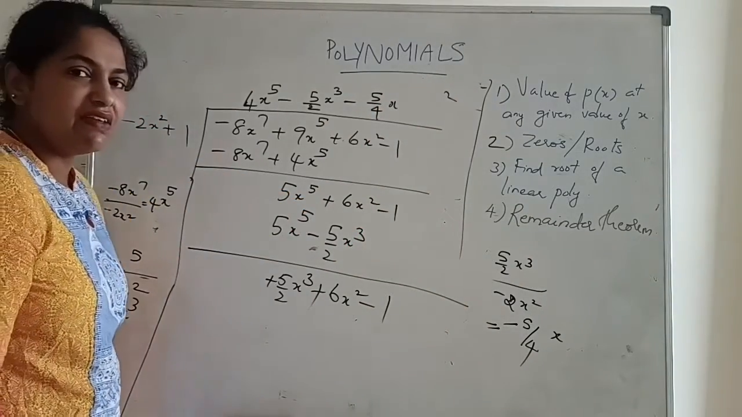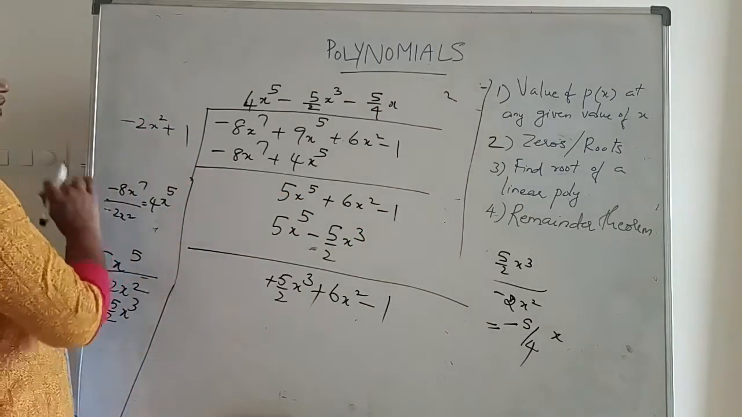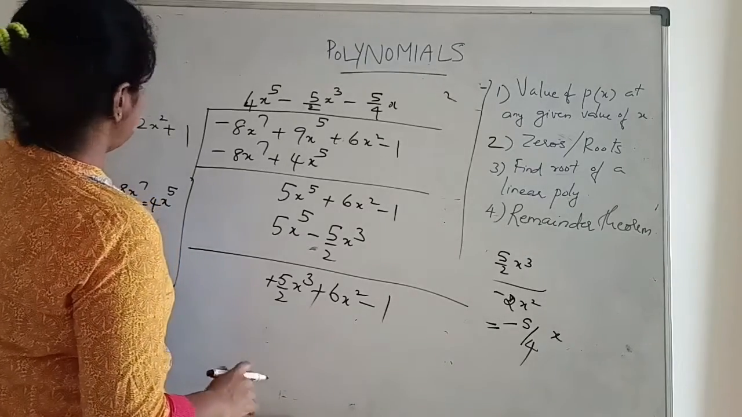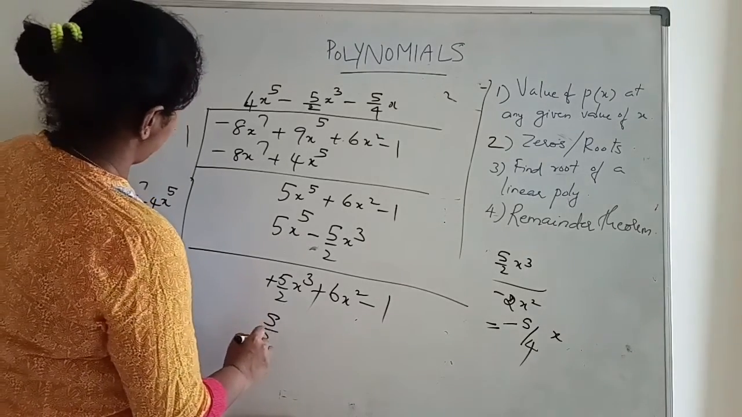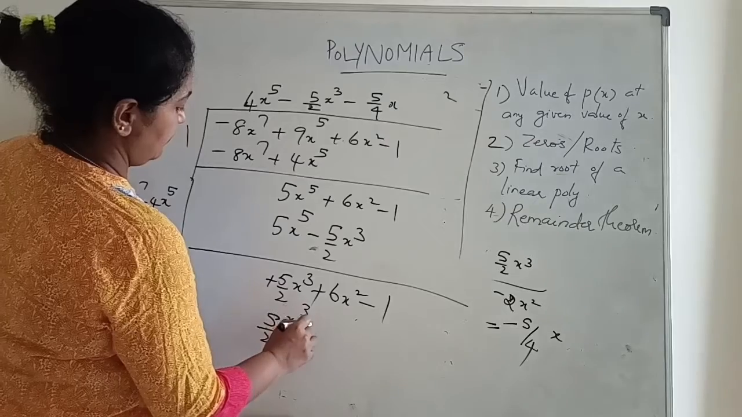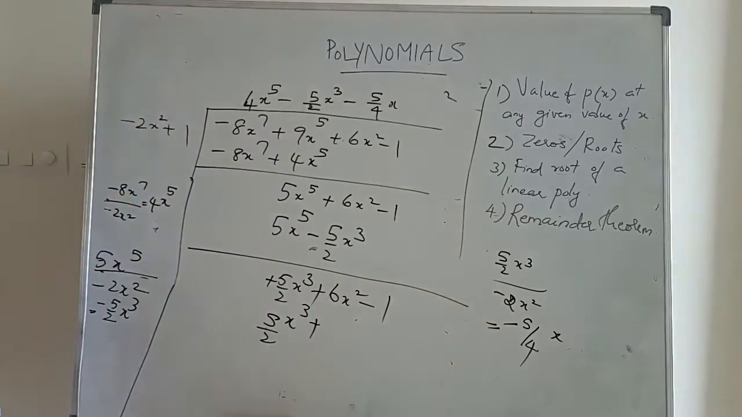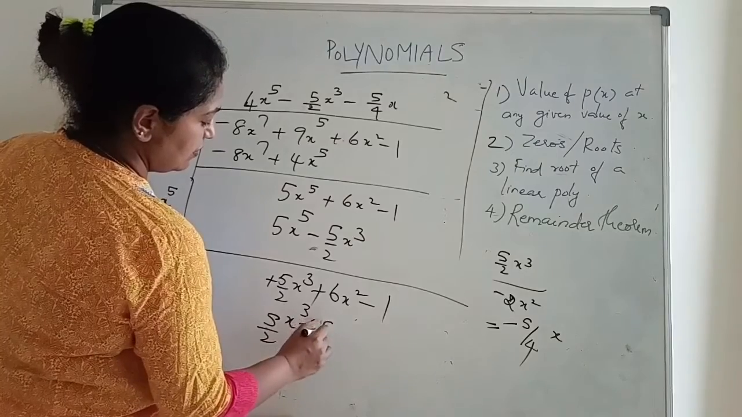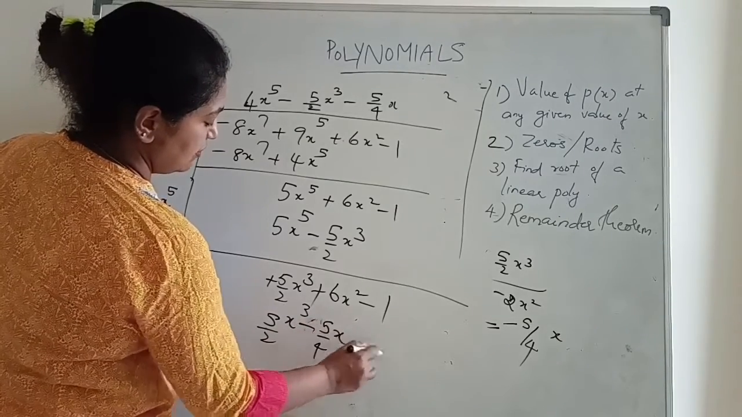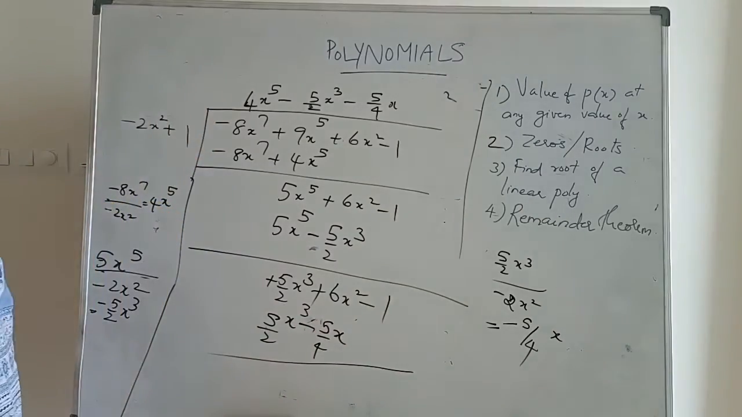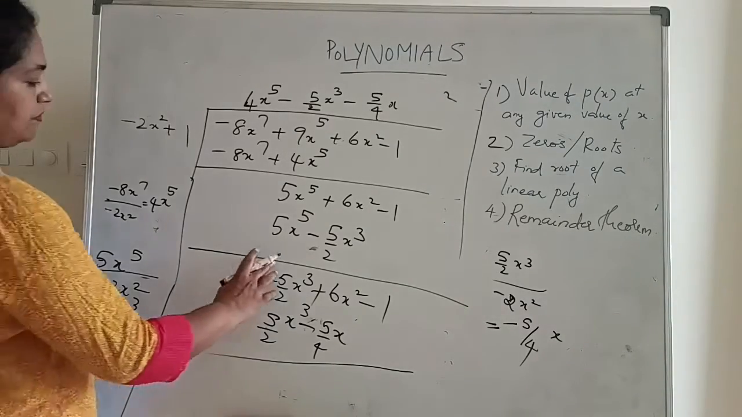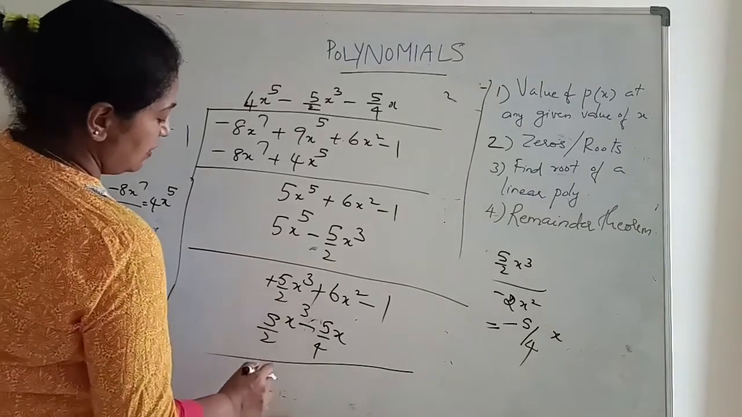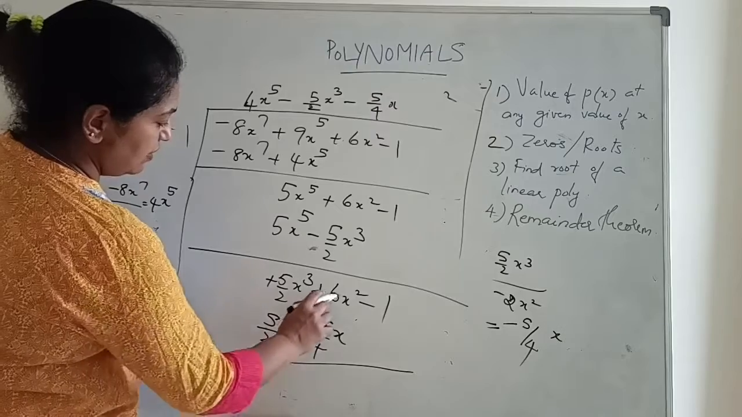Multiply the entire divisor with minus 5 by 4x. What do I get? I will get plus minus minus 5 by 4x into 1 is minus 5 by 4x. Subtract. This and this will get cancelled.